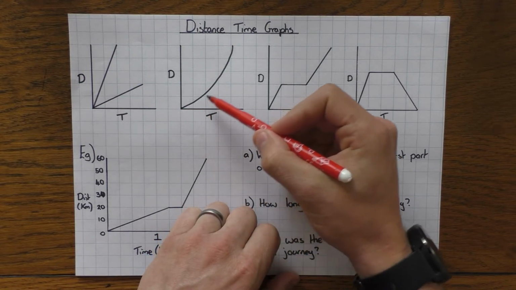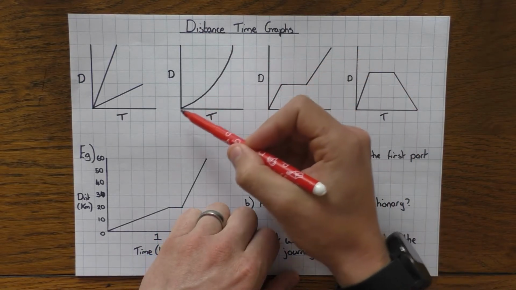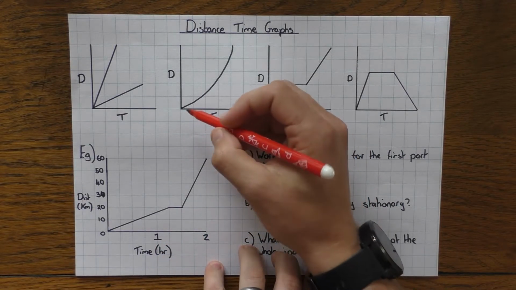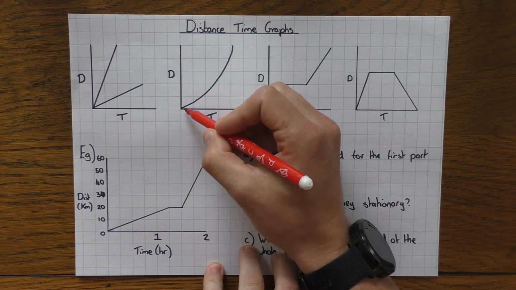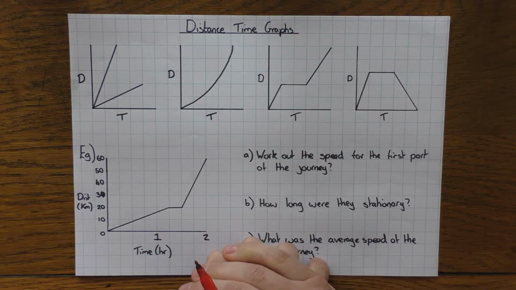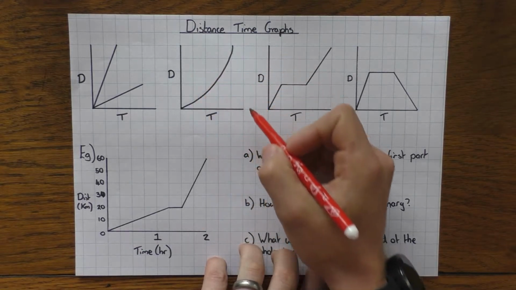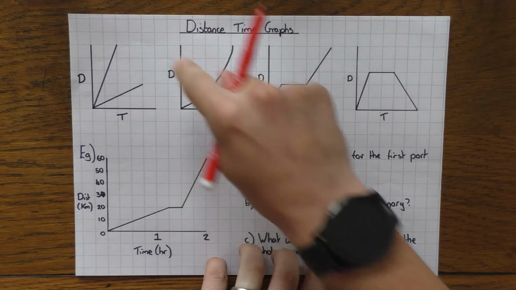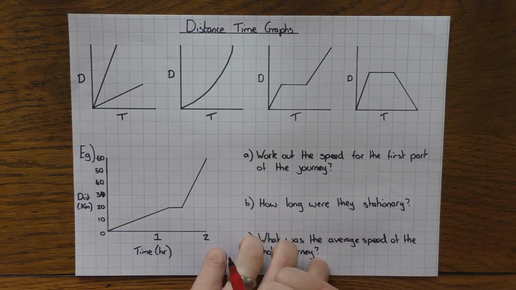If it's not a straight line, like this one here, a nice curve, this is what will be acceleration. So it starts off slow and gets quicker and quicker. So if you see a curve, that's acceleration. Obviously, if it goes the other way, it shows it's slowing down, deceleration. So there's a difference: straight line, constant speed; curved, acceleration.